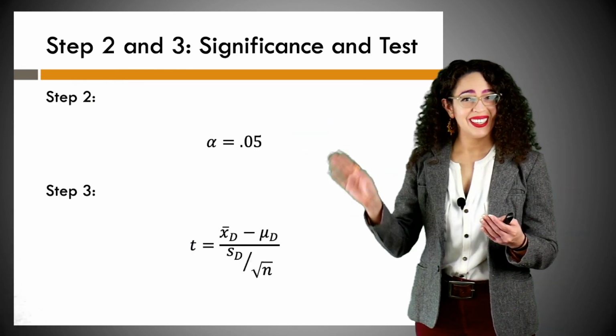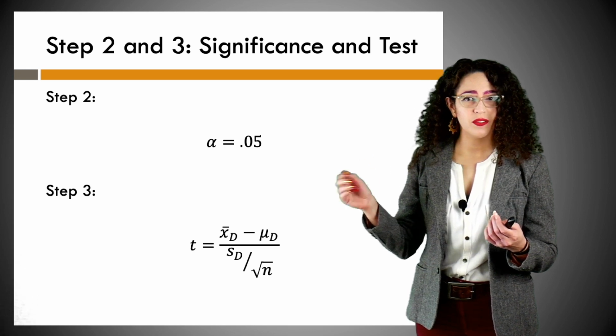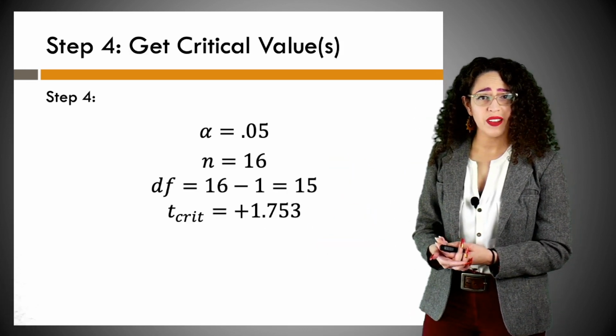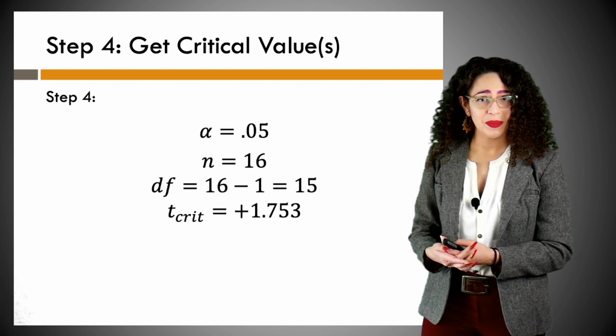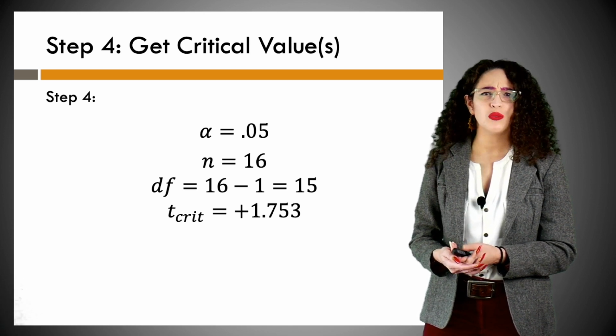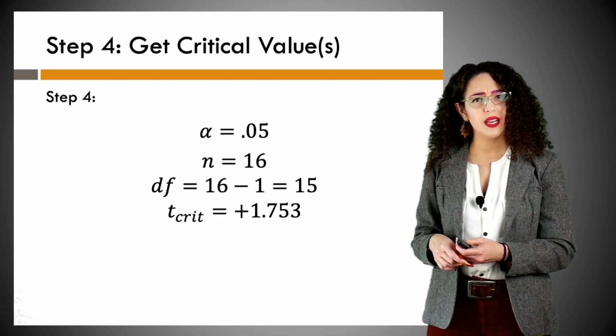Step 2 and 3, we have our level of significance, testing at 0.05, and we are doing a dependent samples t-test. Step 4, get those critical values. We have 16 participants, so we have 15 degrees of freedom, testing at 0.05. You look that up on the table, you get positive 1.753.